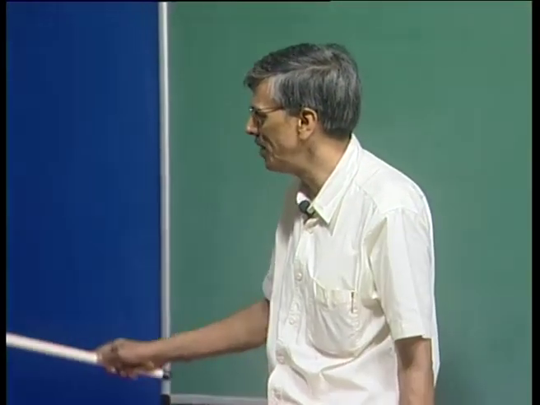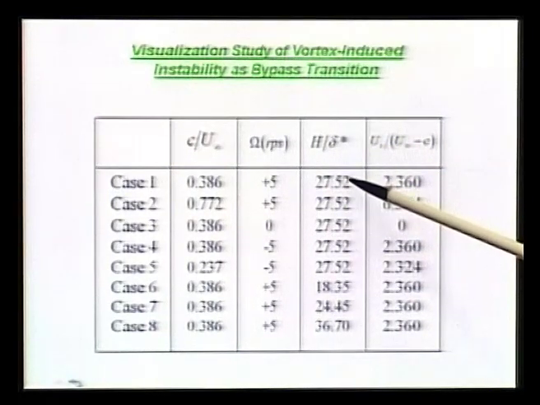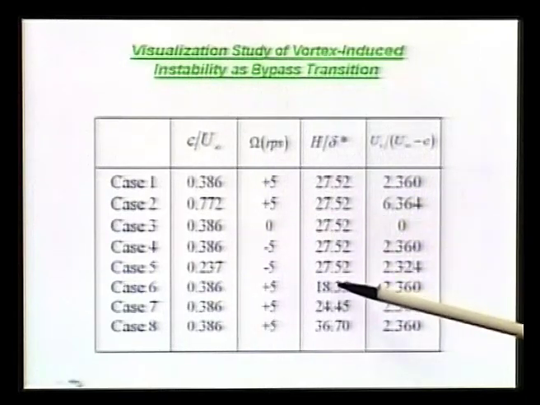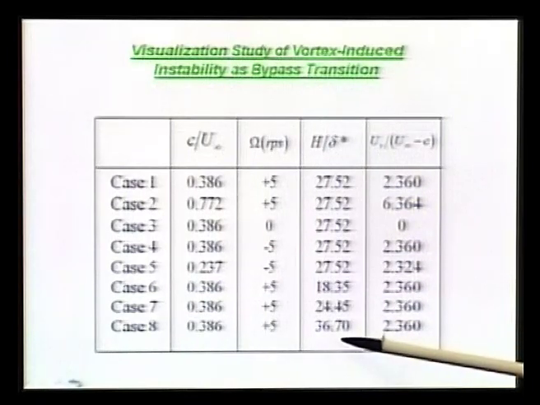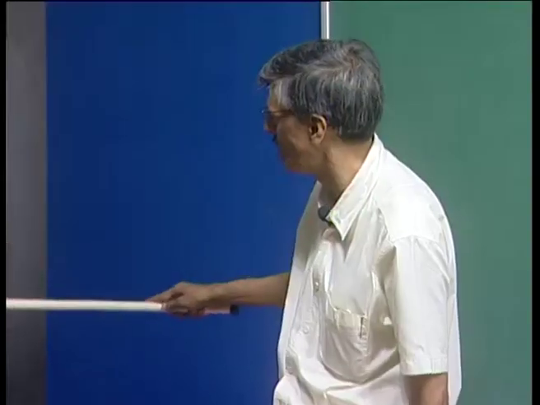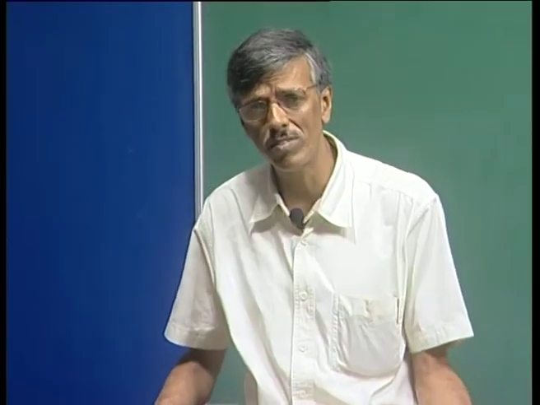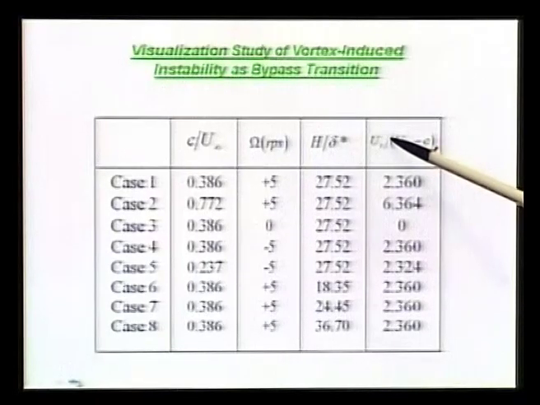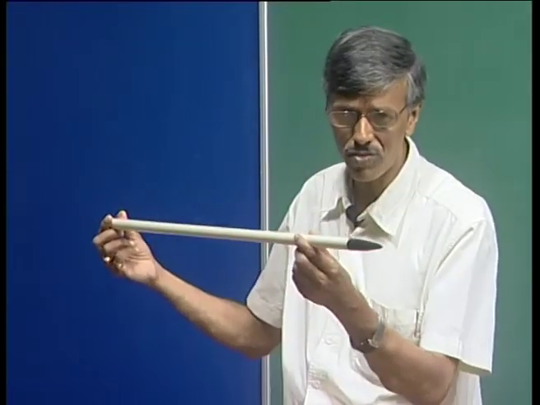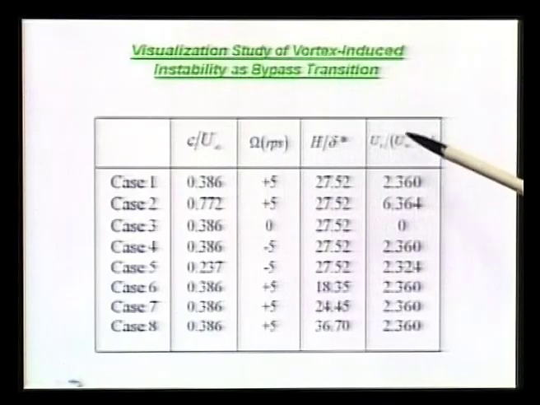Okay, and the corresponding h over delta star, we have kept like 27.5. We have actually brought it down when we brought it to 60 mm, that corresponded to this, or we could even take it all the way up to 36. So this is what we did, and this is the factor that I told you determines whether you are going to see some shed vortices, common vortices or not. This is the surface speed, us, and this is the relative speed. You see, the free stream is going this way, the cylinder is also going this way. So the net speed is basically u infinity minus c.